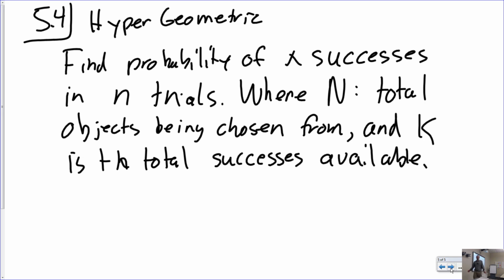So the idea behind this is that, imagine, if you will, you're getting a 5-card poker hand, and you want to find the probability that you get 2 kings in your hand. A hypergeometric probability calculation is actually how you do it. All right?